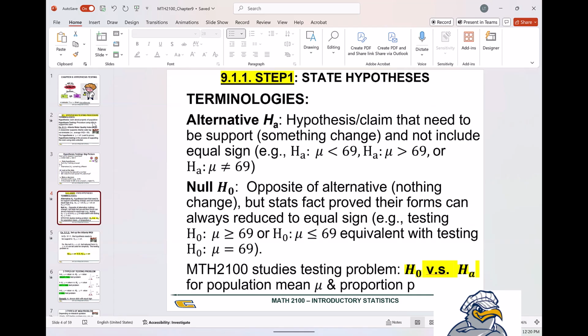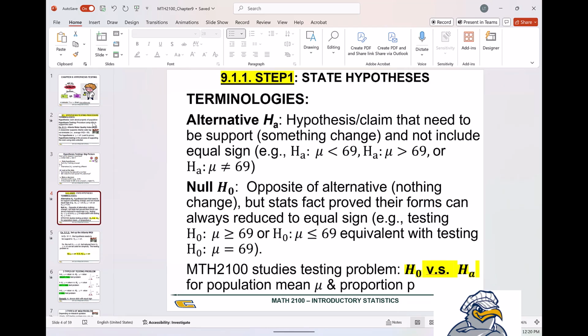So now we look at the terminology, the alternative, and the null. The alternative hypothesis we denote as H_A or H_1. Sometimes people use H_1 too. Basically, it's just a claim that needs to be supported, where it says that something changed, and it does not include an equal sign.